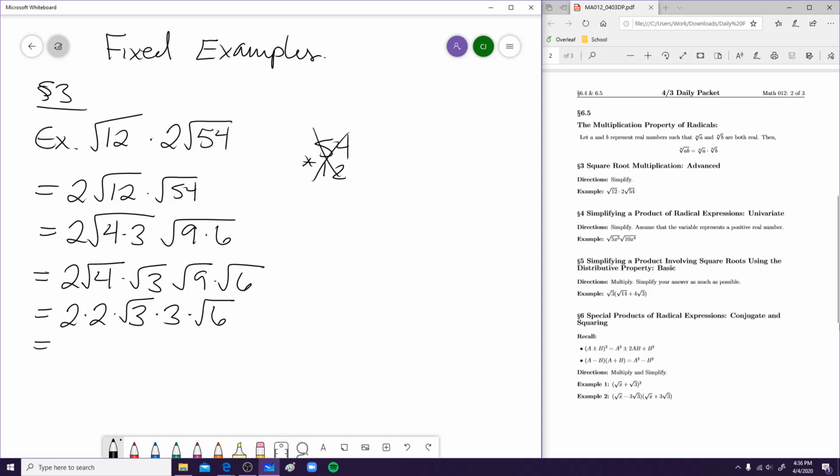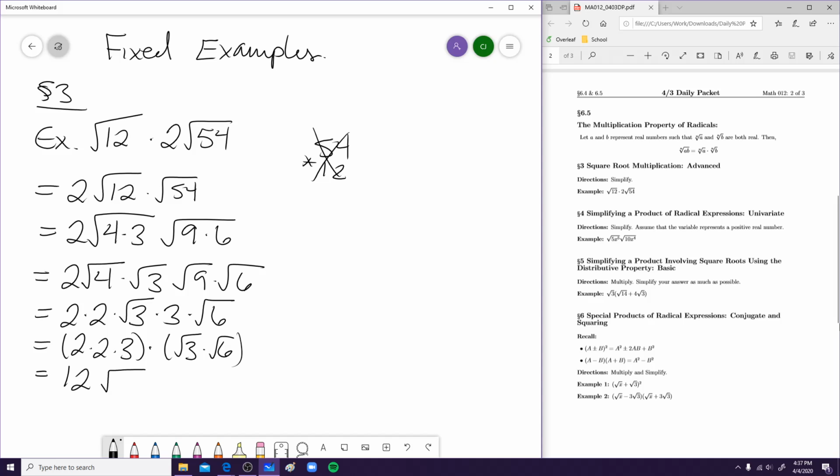So now I'm going to rearrange my numbers so that they're with the like terms. So I have 2 times 2 times 3, and this is times the square root of 3 times square root of 6. Right, so 2 times 2 times 3, so 2 times 2 is 4, 4 times 3 is 12. Right, and then for the square root of 3 times 6, I'm going to use the multiplication property, but I'm going to go the other way.